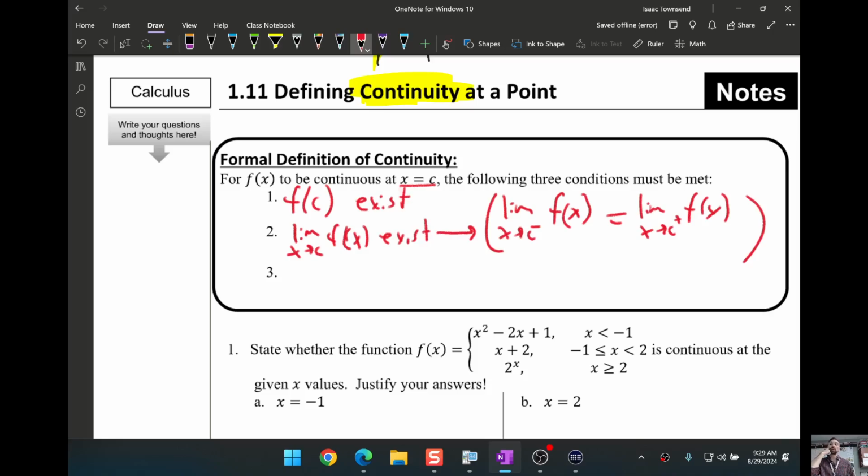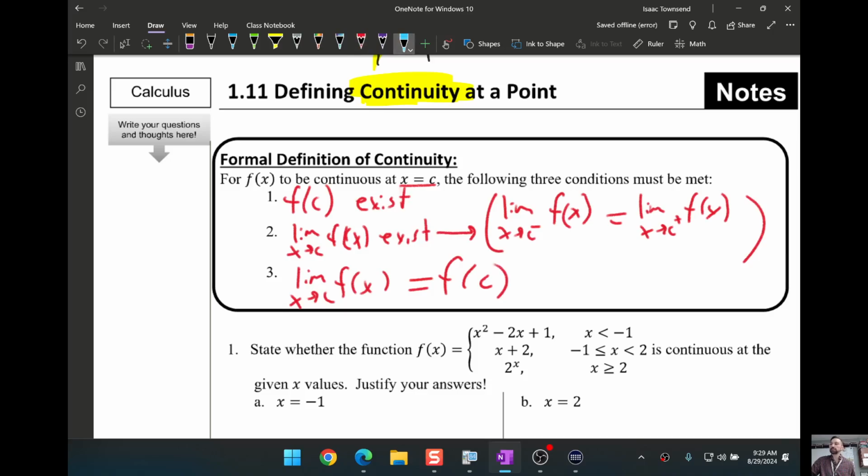And then there's one other thing. The limit of f of x as x approaches c equals f of c. Perfect. Very good. The limit has to be equal to the point.